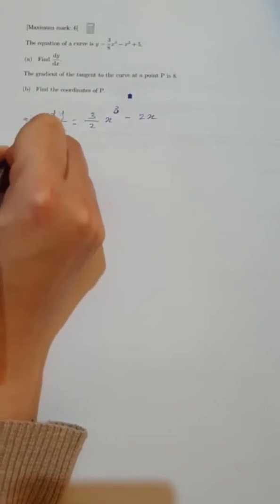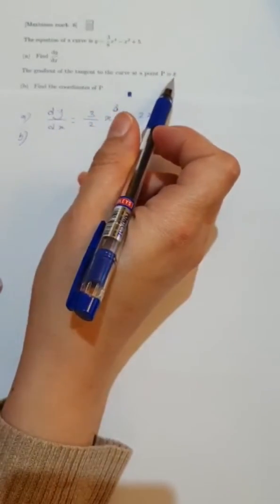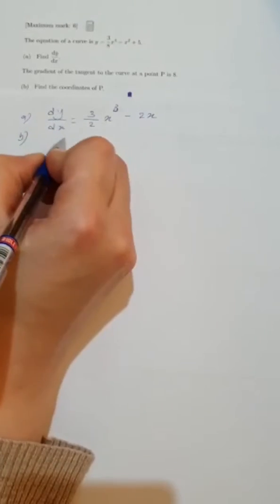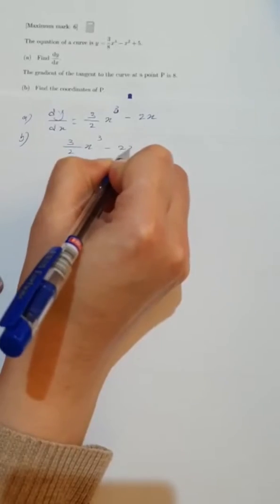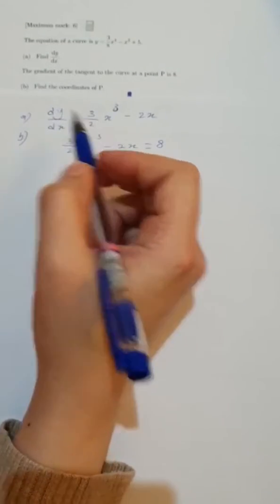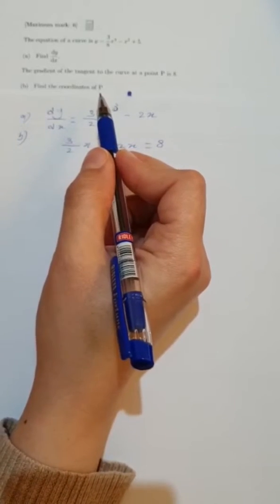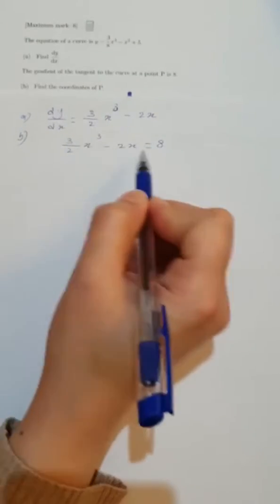This is part A. In part B, the gradient of the tangent to the curve at a point P is 8. So this means the derivative of this function is equal to 8. So I'm going to say 3 over 2 x to the power of 3 minus 2x is equal to 8. And now they want me to find the coordinates of point P. To find the coordinates of point P, I need to solve this equation.